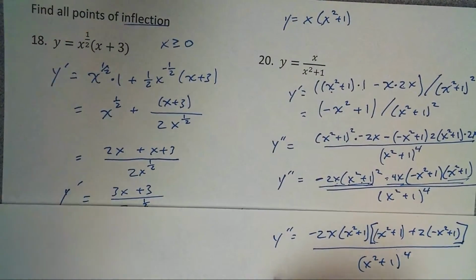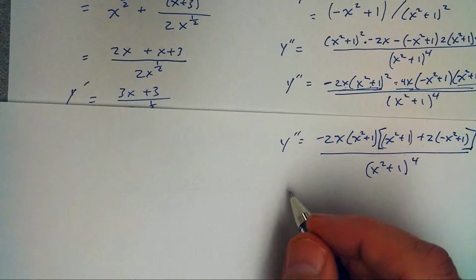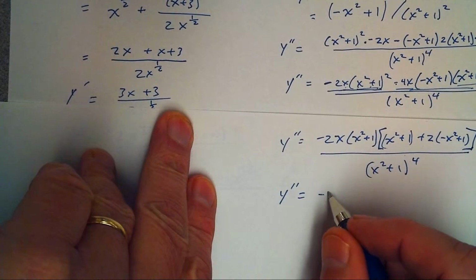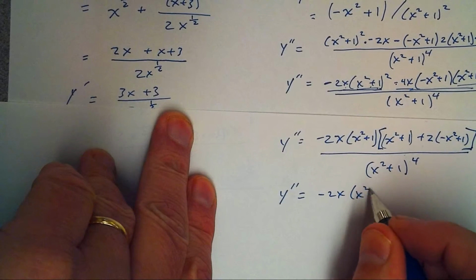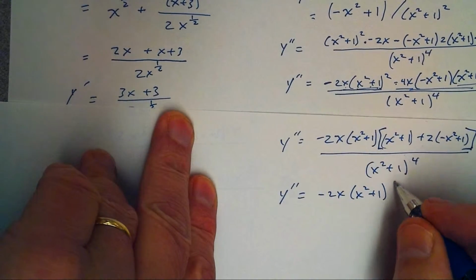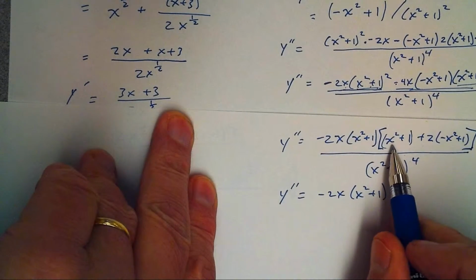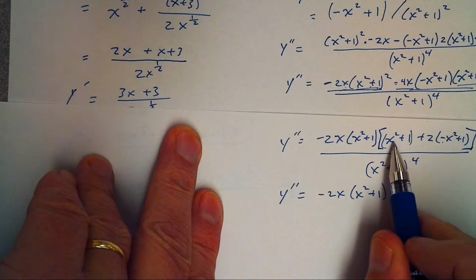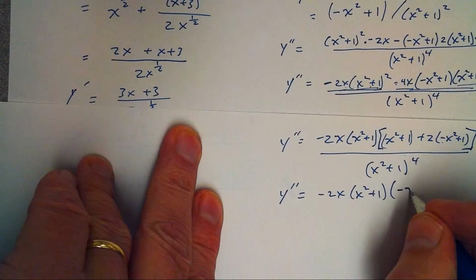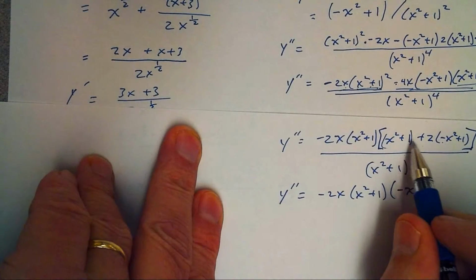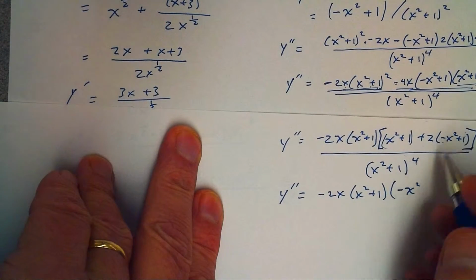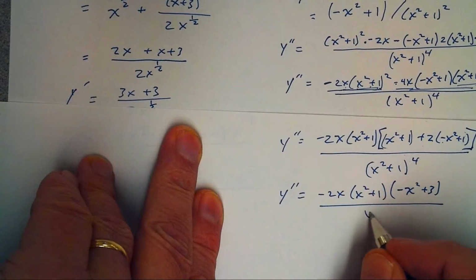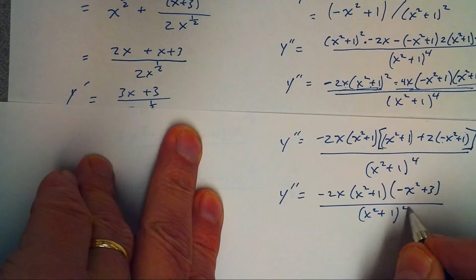One more step cleaning up. Let's see, I've got a negative 2x factor. I've got an x squared plus 1 factor. And inside of parentheses here, if I distribute carefully, I get a negative 2x squared plus an x squared, a negative x squared. I get a 1 plus a 3 of it, or 2 eventually, plus 3, all on x squared plus 1 to the fourth.